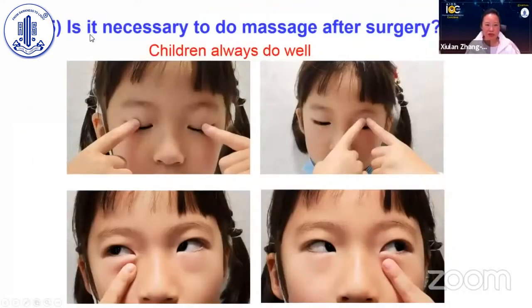Okay, is it necessary to do massage after surgery? I think it's very important too, like in trabeculotomy. Please teach the children to learn how to touch the pressure, hard or soft, besides the massage, and massage against the tube position to reduce the possibility of scarring.